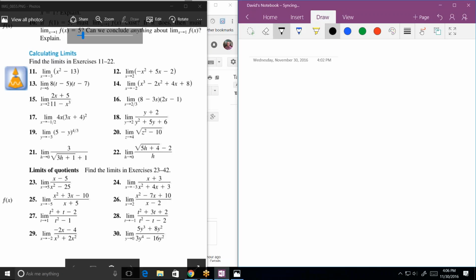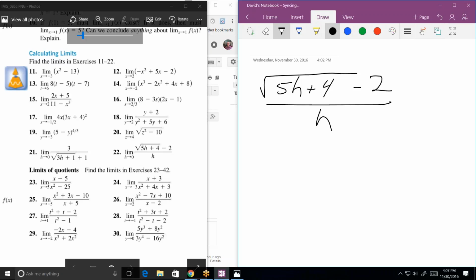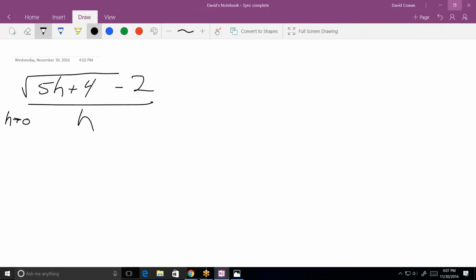All right, let's look at 22. That's the first one I see that there's any difficulty at all in it. Which is interesting that they would start you. The very first tough one they give you is a significantly tough one. We want the limit of this as h goes to 0. I'm going to blow it up so it covers the whole screen here.